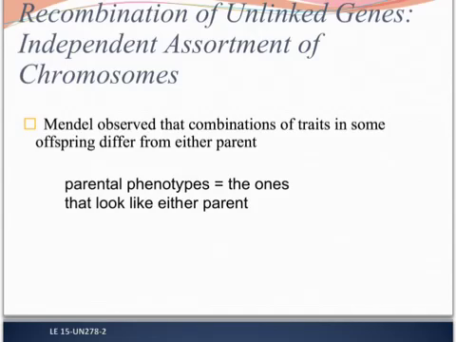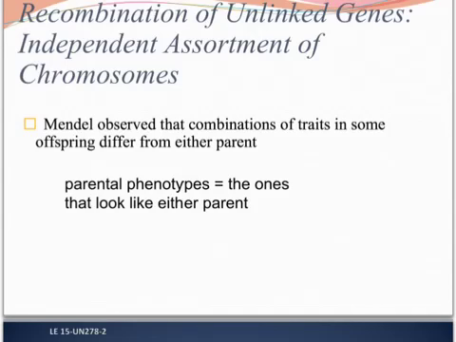Then you're going to look for offspring with the non-parental phenotypes. It's a new combination of traits. We call those the recombinant types or recombinations. And you're going to get a total number counted there.